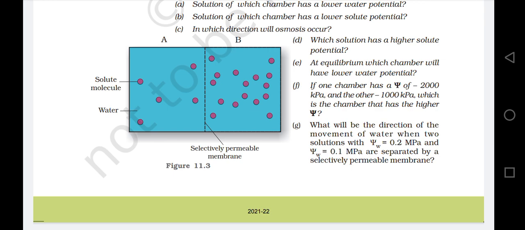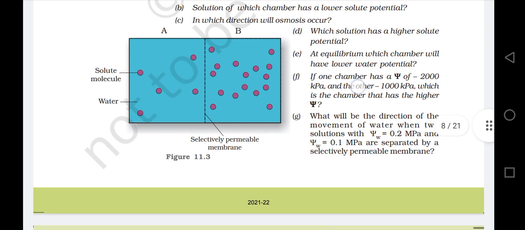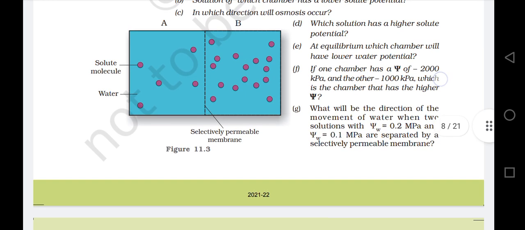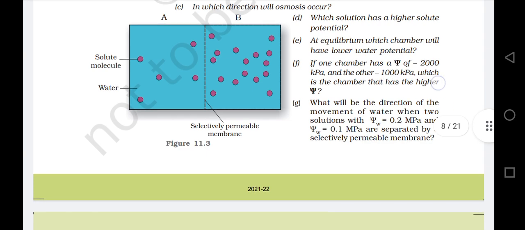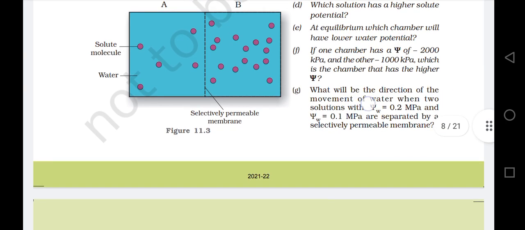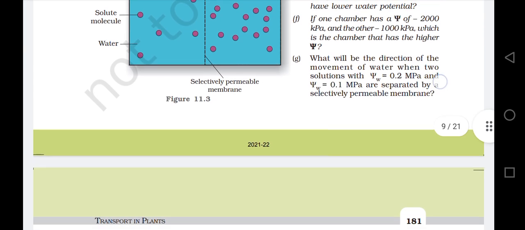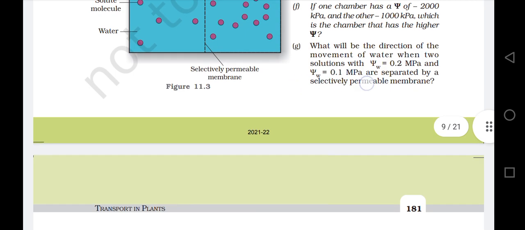If one chamber has a psi of 2000 kilopascal and the other 1000 kilopascal, which is the chamber that has the higher psi? What will be the direction of the movement of water when two solutions with psi W equal to 0 megapascal and psi W equal to 0.1 megapascal are separated by a selectively permeable membrane?